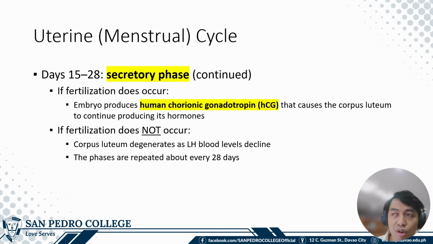even after 14 days of the secretory phase, the usual na menstrual cycle, because of the HCG from the embryo, maglalast yung corpus luteum to produce more progesterone. And with that, there will be no sloughing off of the endometrium, and there will be no menstruation kasi hindi natanggal yung endometrium.